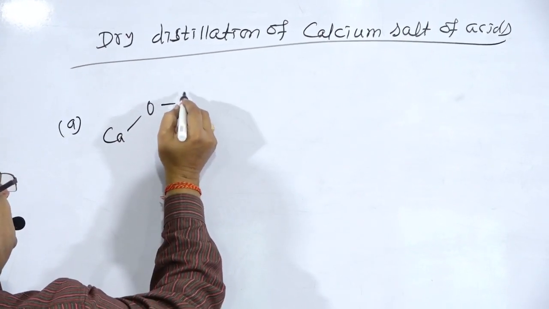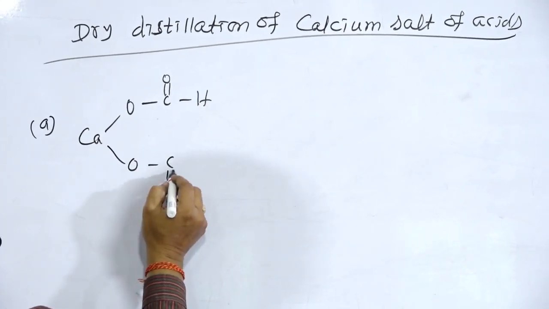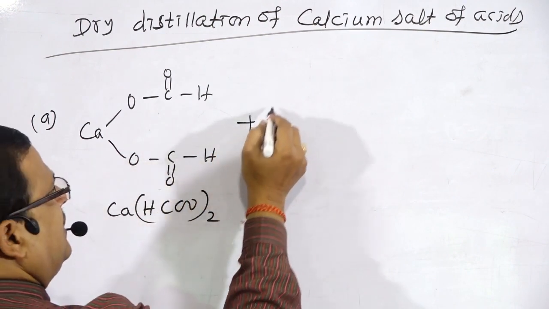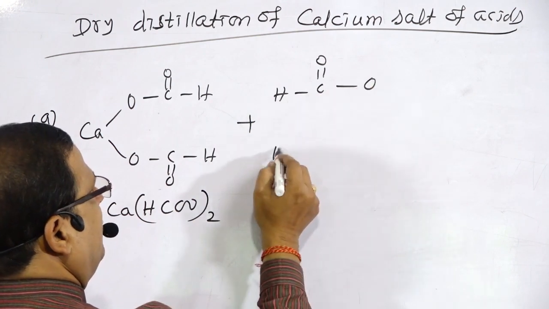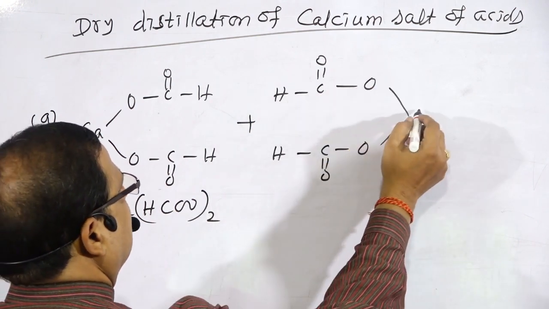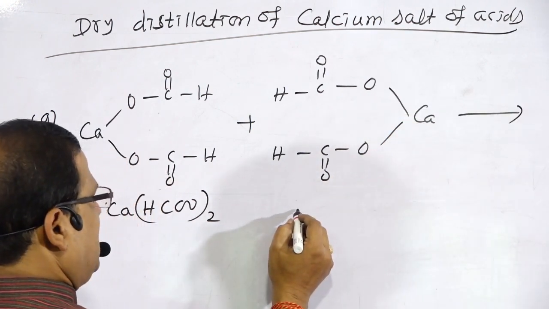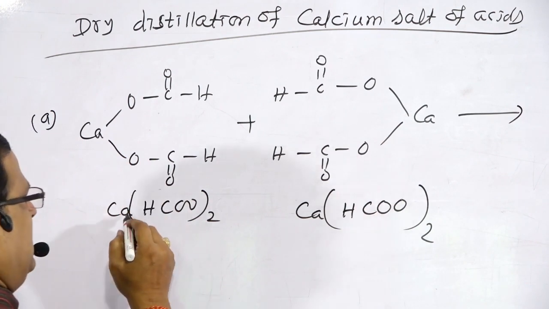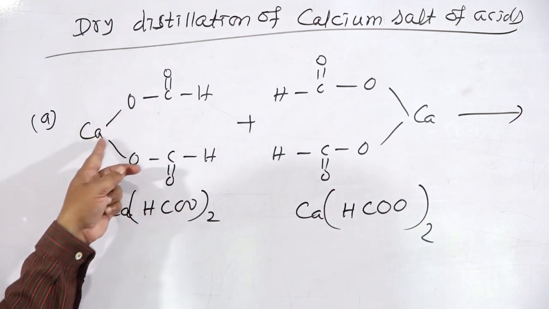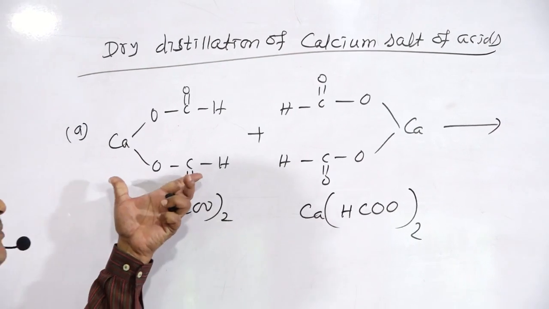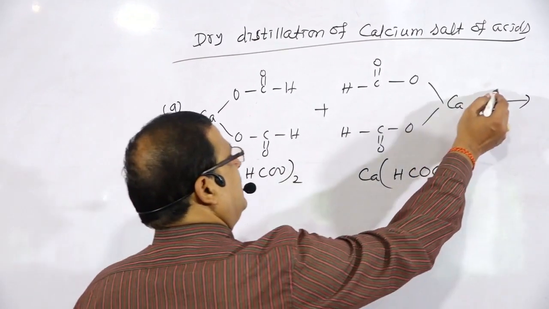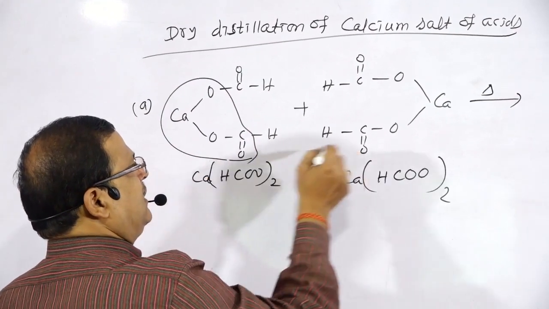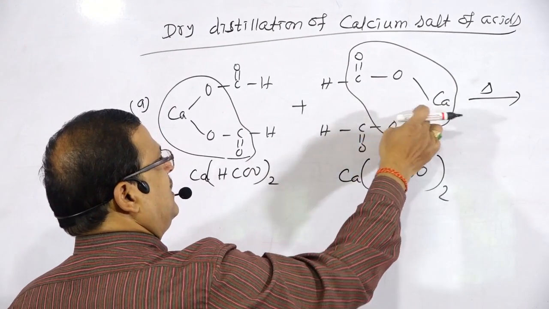Calcium formate, (HCOO)2Ca, is heated. Whenever calcium formate is dry distilled, that is heated, the calcium is removed in the form of calcium carbonate, CaCO3.